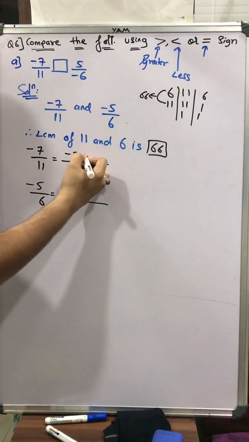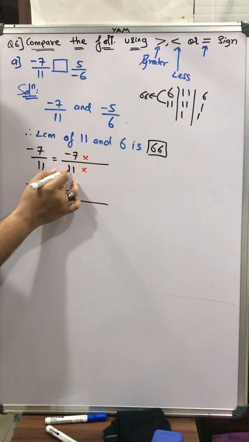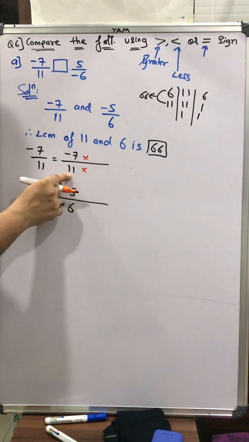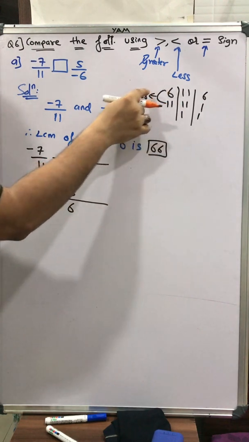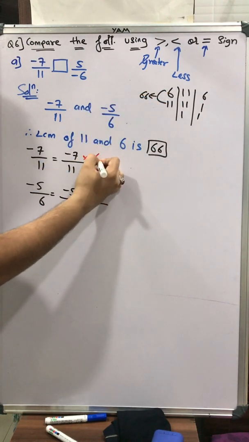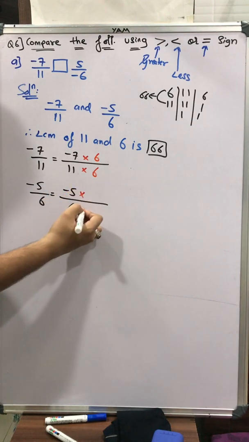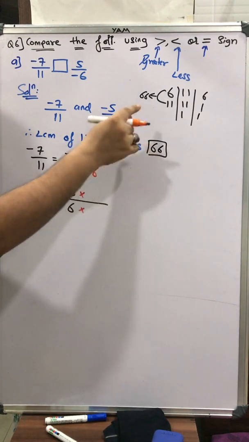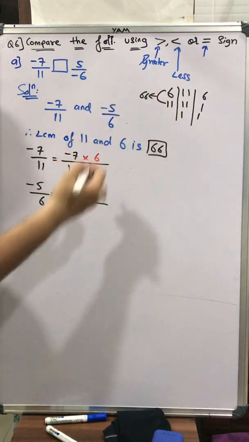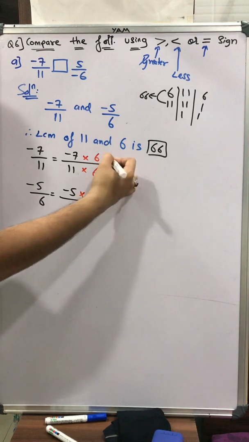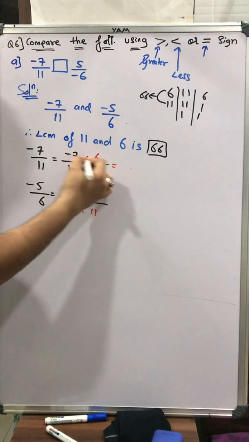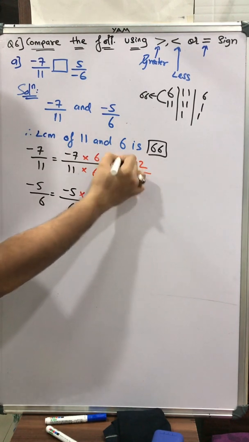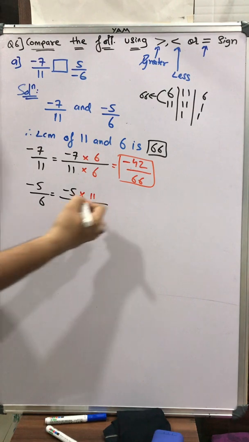Tell me students, what will I multiply with 11 to get 66? I repeat again, what will I multiply with 11 to get 66? See, 11 sixes are 66, so here comes 6 and here comes 6. Once again, please see here, what will I multiply with 6 to get 66? See here, 6 elevens are 66, so here comes 11, here comes 11. 6 sevens are 42, but minus is here, so minus 42 upon 66, the first fraction.